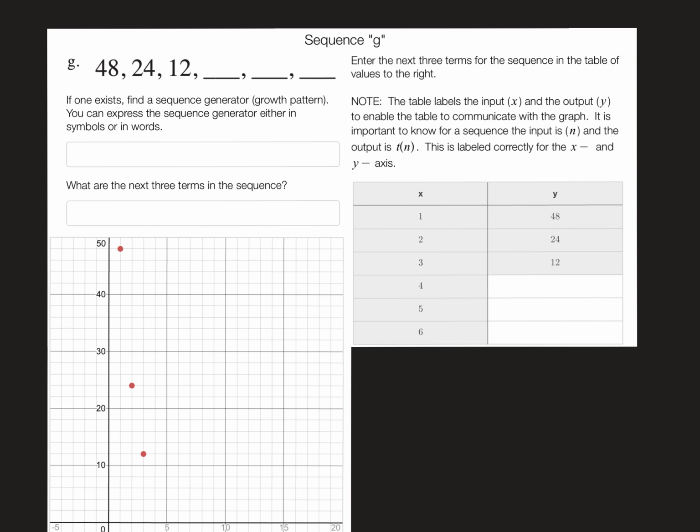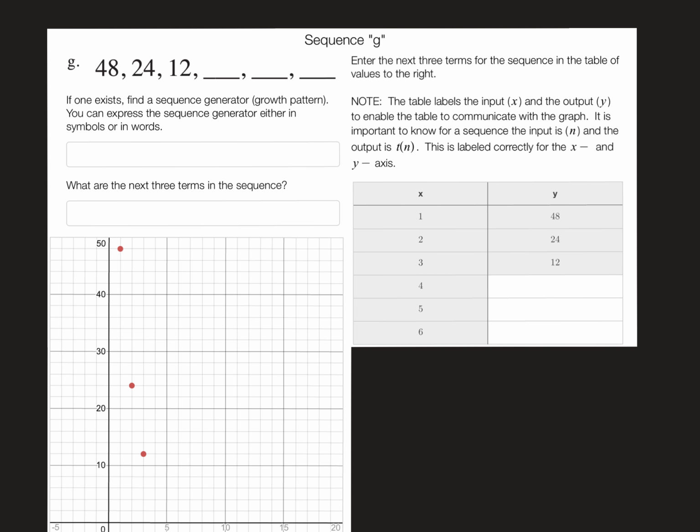Okay, like I said, I like to start by looking at, can we add or subtract something to get our pattern going? If I look at this, I would have to subtract 24. So if I subtract 24 again, that's not 12, right? That's going to be 0. So then our pattern is not adding or subtracting. So let's think about what another pattern might be here.